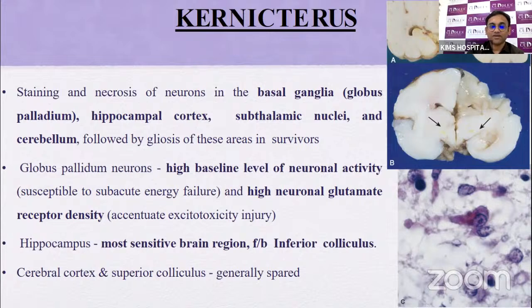The globus pallidus is affected because there is a high baseline level of neural activity, which is susceptible to any energy failure. And there is high neuronal glutamate receptor density, so that whenever more glutamate is present in the extraneuronal space, it will act on the glutamate receptors and lead to excitotoxic neural injury. The hippocampus is the most sensitive brain region, followed by the inferior colliculus. Usually the cerebral cortex and superior colliculus are generally spared, which is why consciousness is usually intact in these babies, and seizures are less common in these babies.